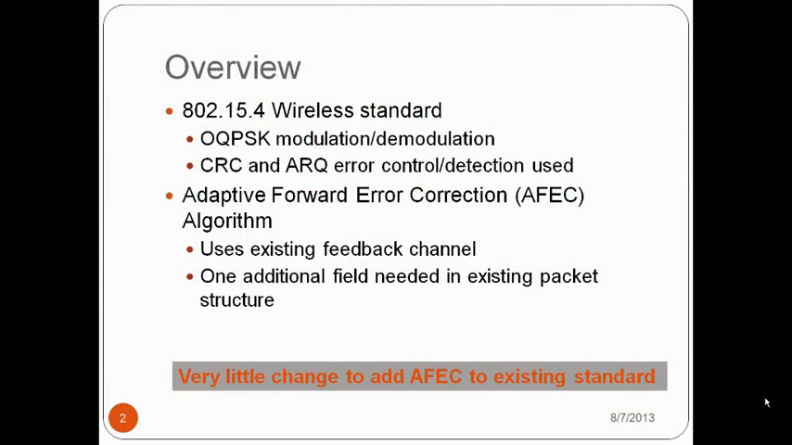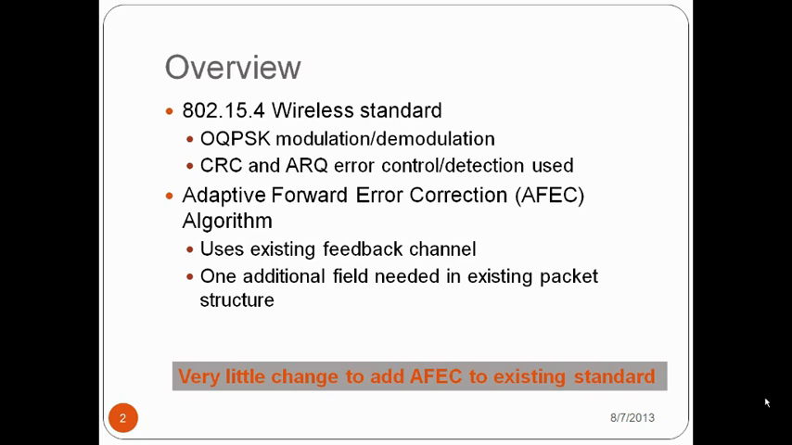So an overview of the project: the paper was based off the 802.15.4 wireless standard. It uses the OQ-PSK modulation demodulation scheme, and that standard also uses the CRC and ARQ protocol for error detection and error control. What the paper is presenting is an idea to, instead of using the CRC and ARQ protocol, use an adaptive forward error correction, or AFEC, algorithm to prevent errors from occurring and reduce the number of retransmissions that occur between two nodes in the wireless network.